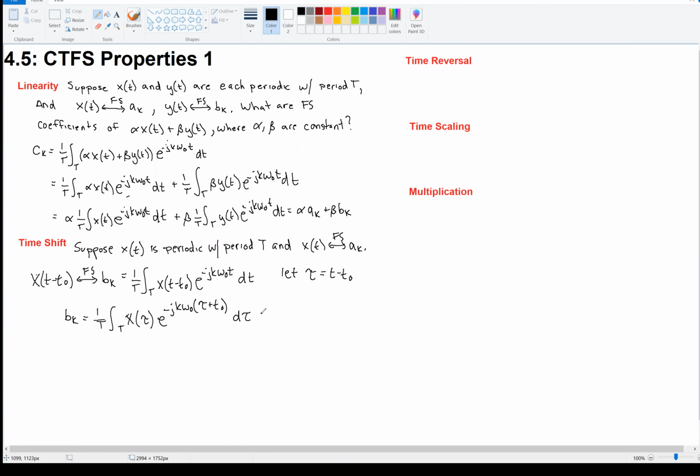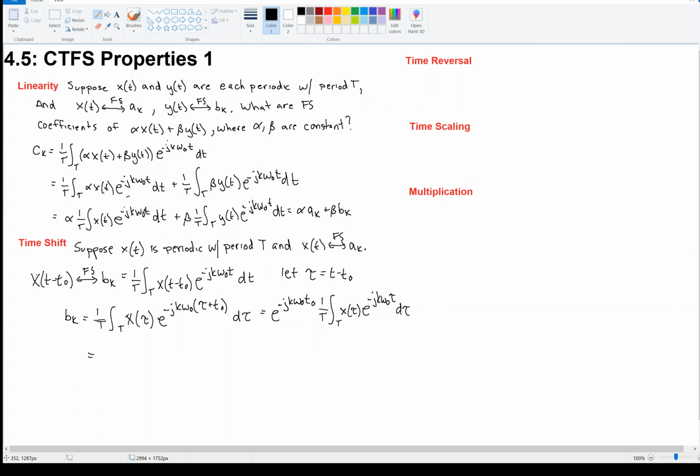Now I can use a property of exponents, break this down. This is e to the minus jk omega 0 times t0 that I can bring out because that's a constant. E to the minus jk omega 0 t0, right? That does not depend on tau, so I can bring that out. 1 over T times the integral over T of x of tau e to the minus jk omega 0 tau d tau.